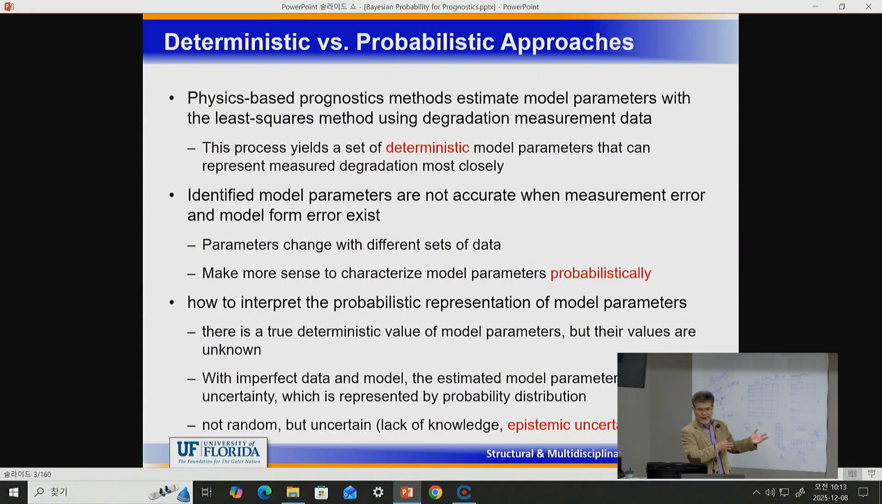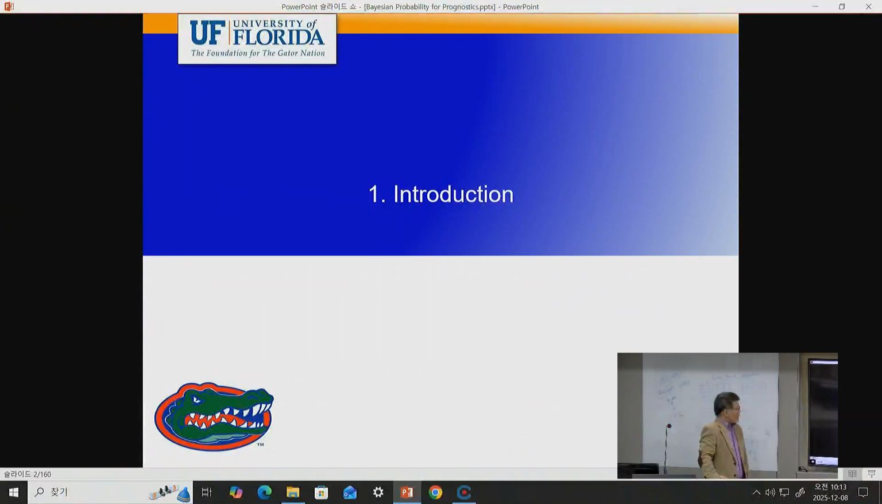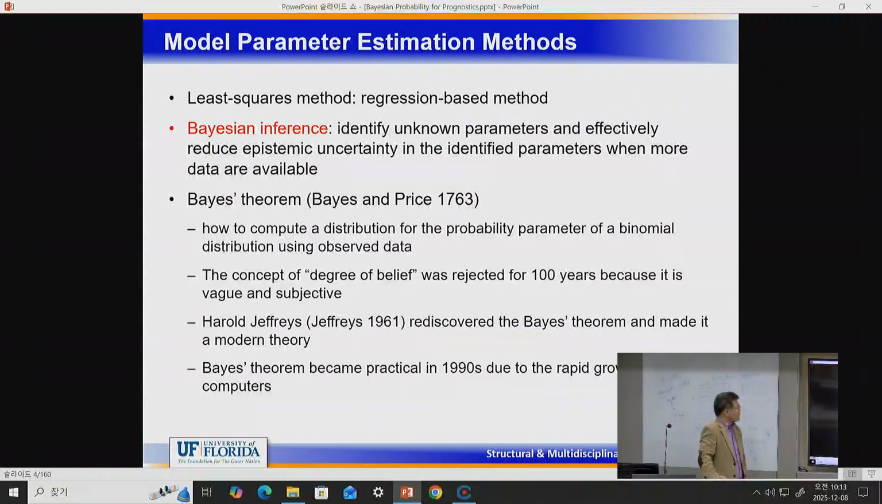did Professor Hichal Kim send you the web link that you can access? All presentation files are on the web, so you can also download them and look at them. Let's see. So the least square method, I believe most of you know, is called the regression-based method. I will not go through too much detail about the regression method. I'm focusing on the Bayesian inference.